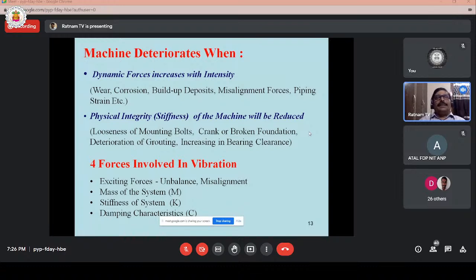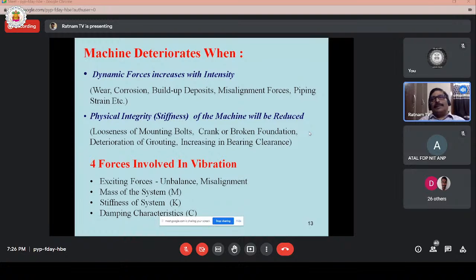So any machine deteriorates when dynamic forces increase with the intensity of wear, corrosion, buildup, mass deposits in the turbine blades, fan blades and impellers, misaligned forces, piping strains, etc., which increase with the intensity of dynamic forces.